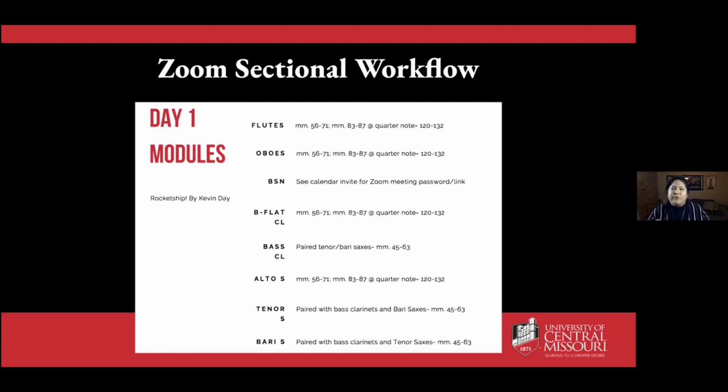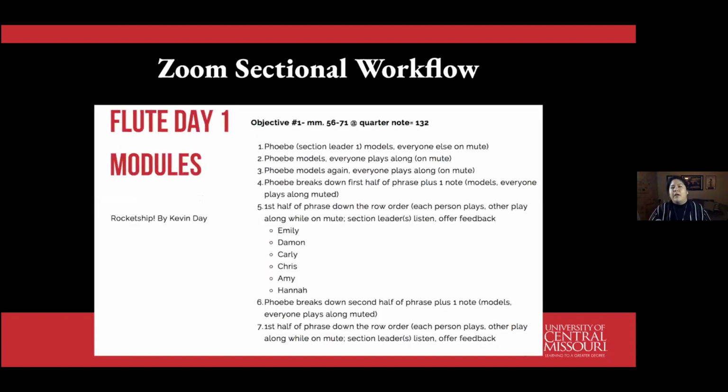So if you look at flutes and you see measures 56 to 71, that's not a lot of music, but that's a particularly technical part in this piece of music. They also have another objective, measures 83 through 87, and then all at quarter note, some sort of range of tempo. So we're being very specific on what our goal is for this day. Even more specific is the specific agenda for the sections by themselves. And this is really the bread and butter of how this can work.